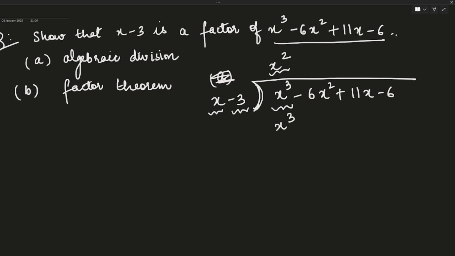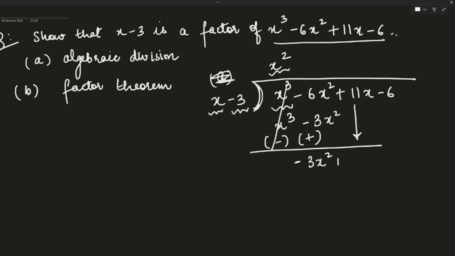Similarly, we'll multiply the second term with the quotient. So what will it be? Minus 3x square. So we'll reverse the signs, minus and plus. Minus 6x square plus 3x square is minus 3x square. Now we'll bring this down, plus 11x. Now what should be multiplied in x to get minus 3x square? Minus 3x. So this will be minus 3x square, and we'll multiply minus 3 and minus 3x, so it will be plus 9x. Reverse the signs.